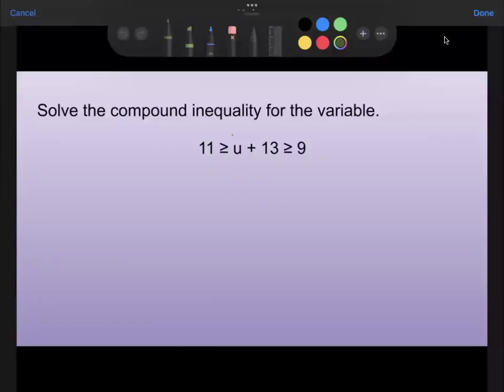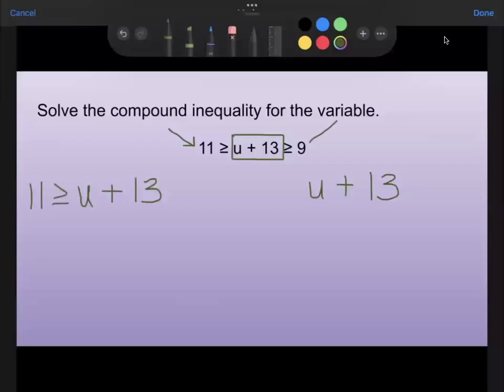In an and inequality, we have this part in the middle that is part of both the inequalities. So what I'm going to do is split it up and write it twice. I'm going to write u plus 13 over here and u plus 13 over here. Then I'm going to put the different parts of the inequality from each side. I'm going to start with this over here: 11 is greater than or equal to. And for this one, I'm going to put greater than or equal to 9. So I kind of just distributed the equation.